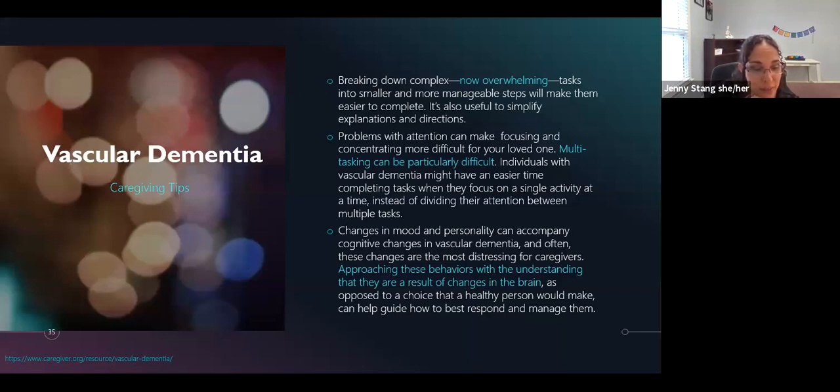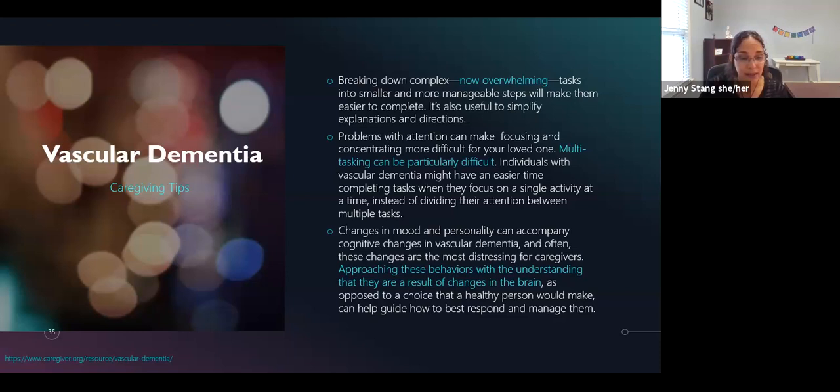Problems with attention can make focusing and concentrating more difficult for your family member or your loved one. So ensuring that an environment is not overly busy or noisy will make it easier to pay attention. Multitasking can be particularly difficult. Individuals with vascular dementia might have an easier time completing tasks when they focus on a single activity at a time, instead of dividing their attention between multiple tasks.